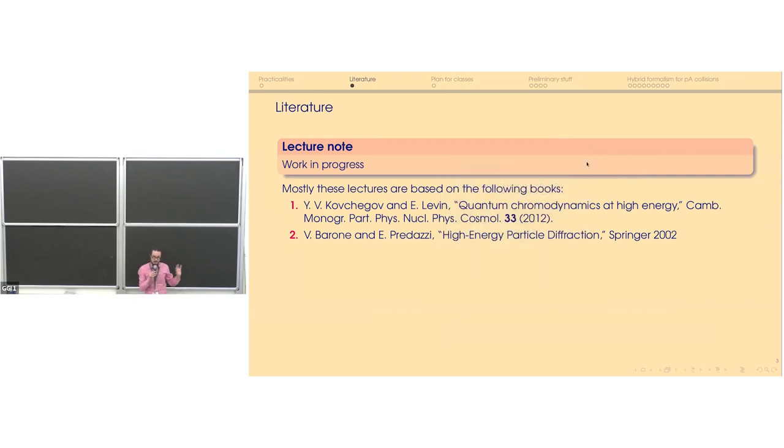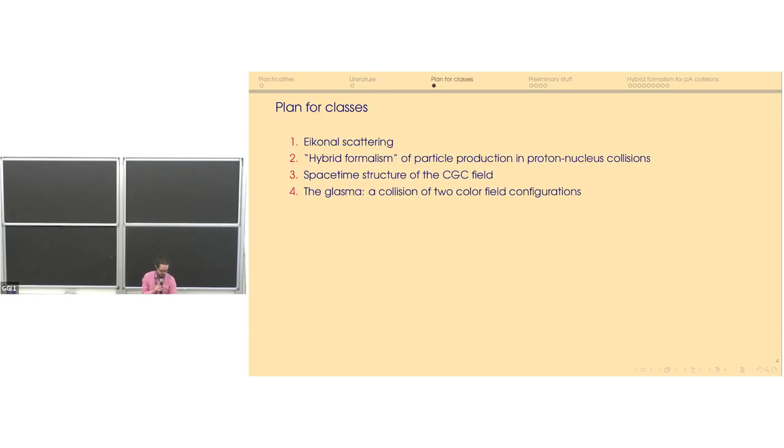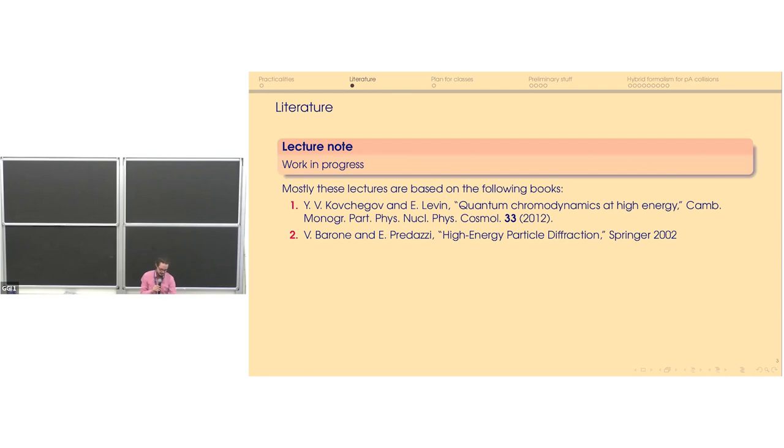Kovchegov and Levin is a little bit newer and more focused, but even that is more for DIS and EIC physics. It has a little bit about heavy ion collisions, but not that much. It's a very useful book. And then in the lecture note, there are a couple of review articles that are very useful, and more heavy ion focused than these books.